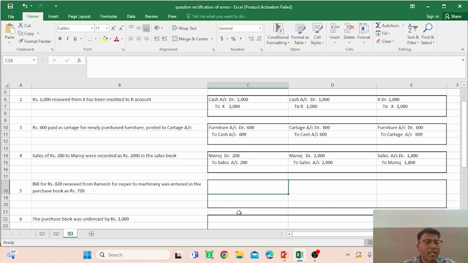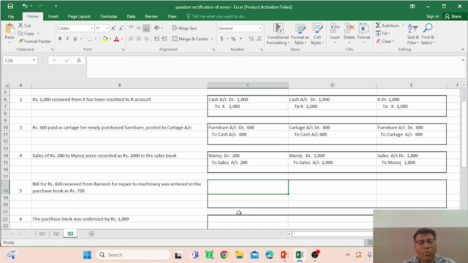So what happens is that a bill for rupees 820 was received from Ramesh for repair to machinery. Okay, so you are receiving a bill from Ramesh for the repair to machinery. The repair to machinery was done over there. So that is an expense. You should mention as an expense: repair to machinery account debit. Okay, not a particular asset account or any purchase account.